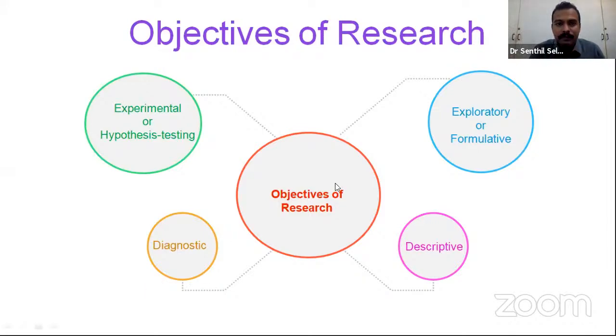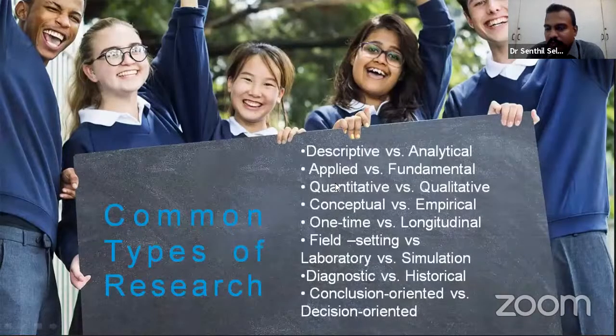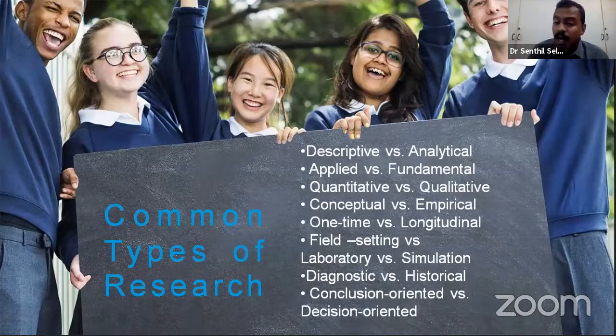The next one. What are the common types of research? There are many types of research. They are based upon the concept behind it. They are based upon the time. They're based upon the area where we do, and also it depends upon the conclusion. So depending upon these parameters, the types of research can be classified. I will just summarize a few in this category.